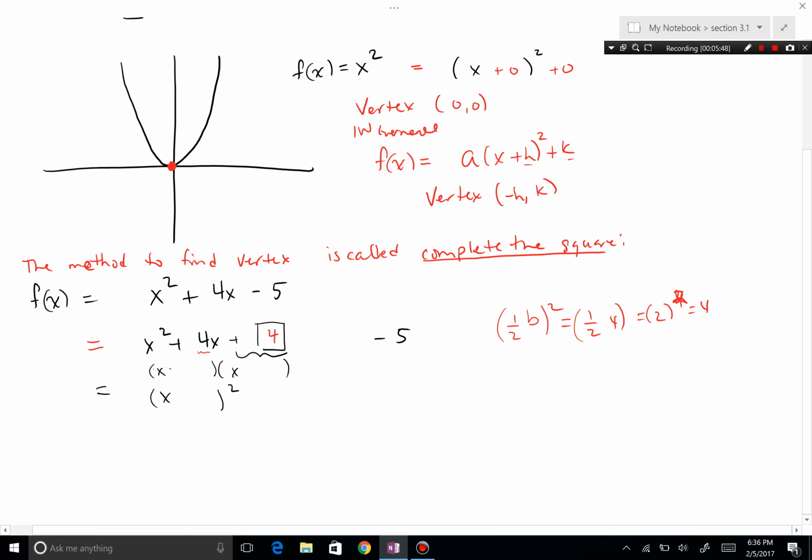And then at the exact same time, you're going to subtract it out. What we're doing is splitting up this balance of 0. So this piece over here would allow us to factor this into x plus 2, which gives us x plus 2 squared. And then this, we'll say it's minus 9. So for this original function, the vertex will be negative 2 comma negative 9.